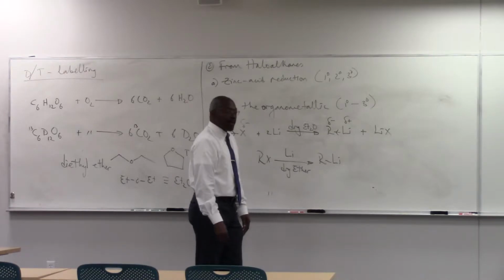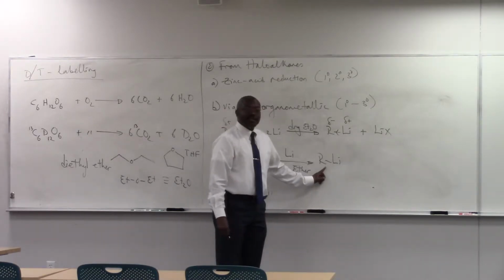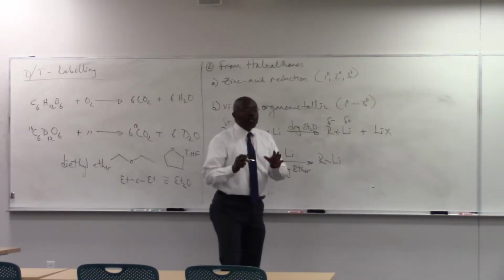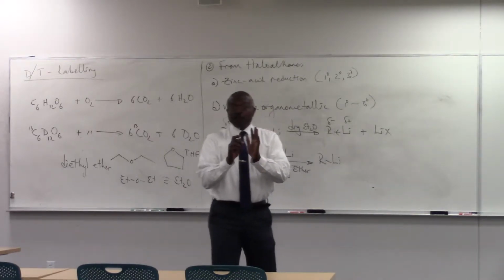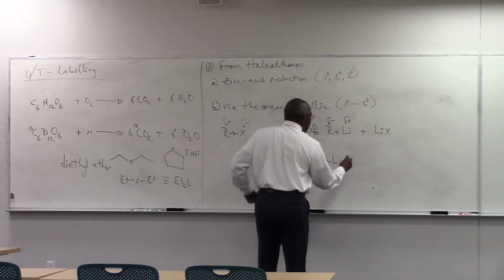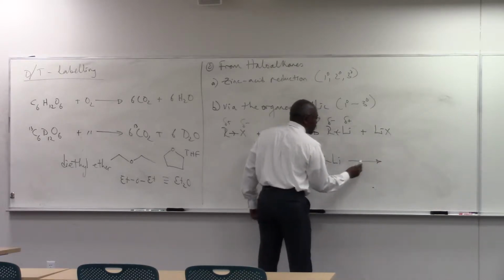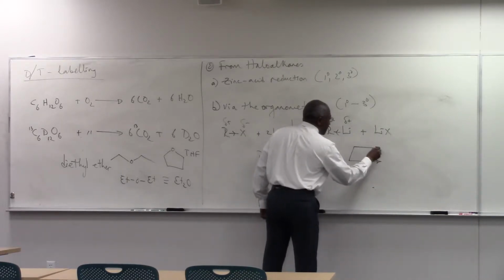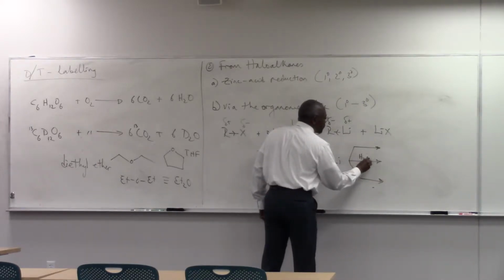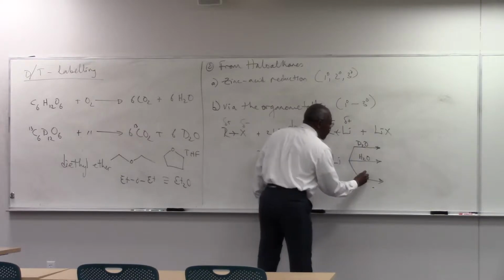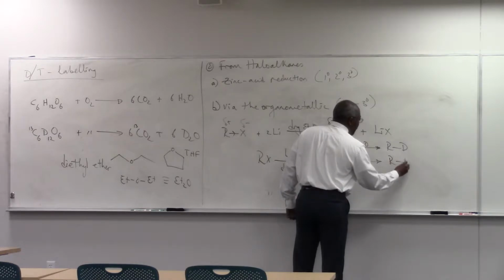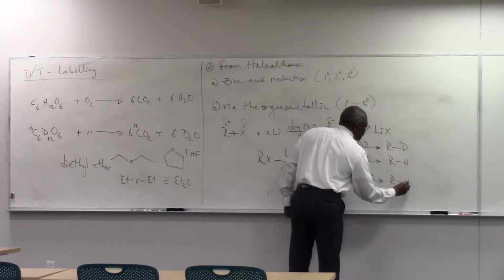Okay, now this is a base. It's electron rich. We learned, and we did this when we looked at acid-base chemistry a couple lectures ago. If I treat this species now with H2O, D2O, or T2O, it'll give rise to RH, RD, or RT.